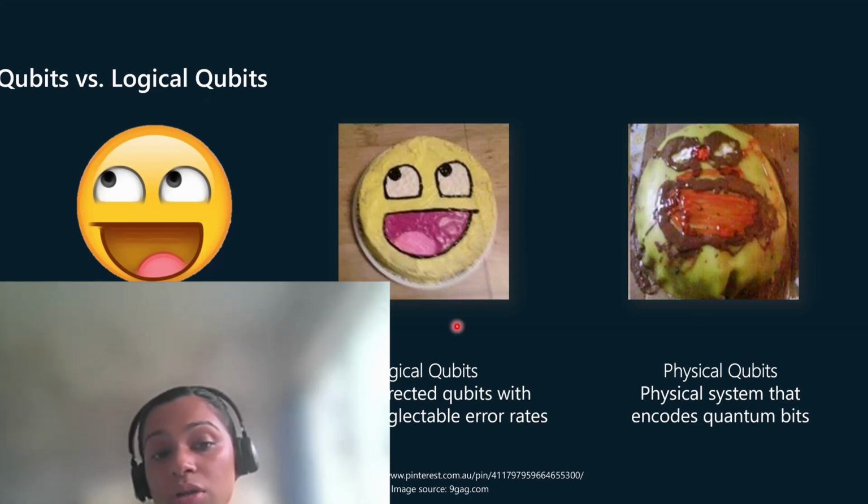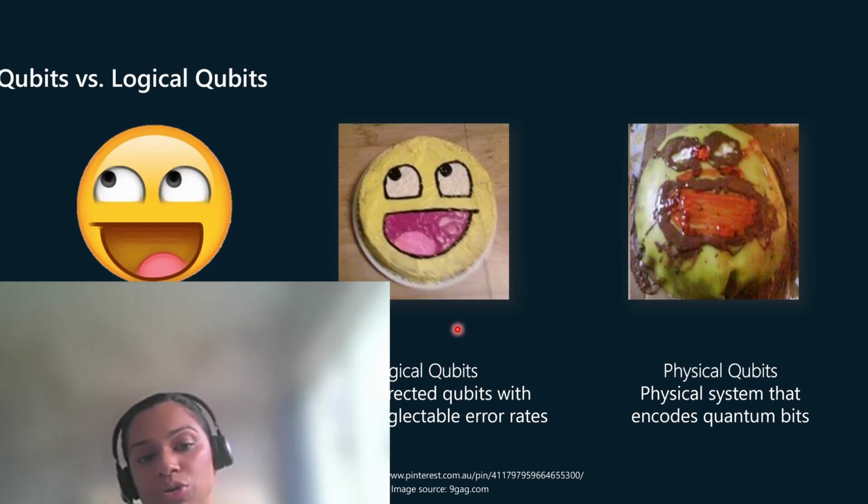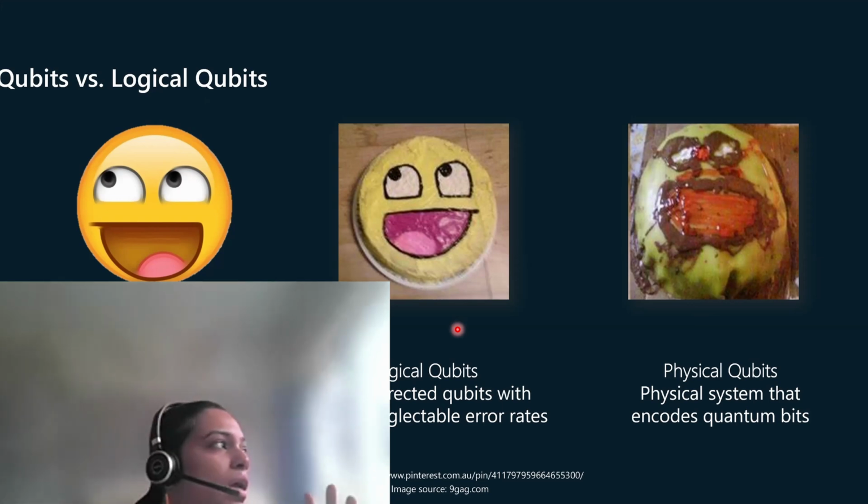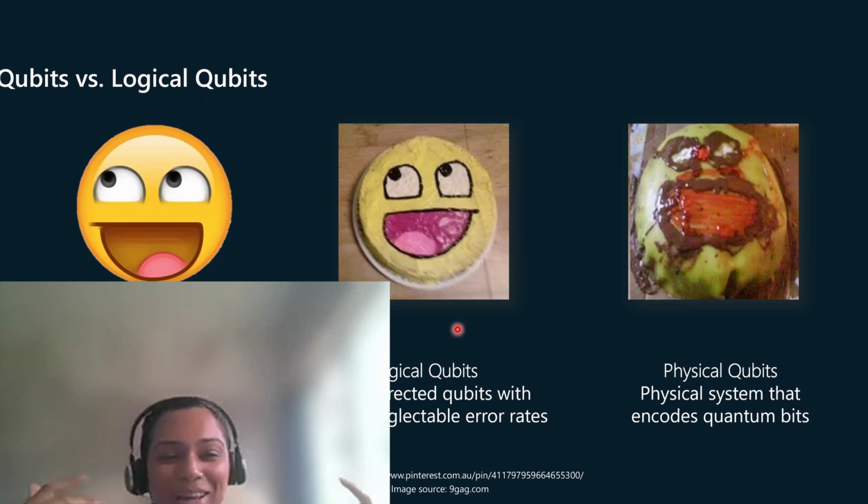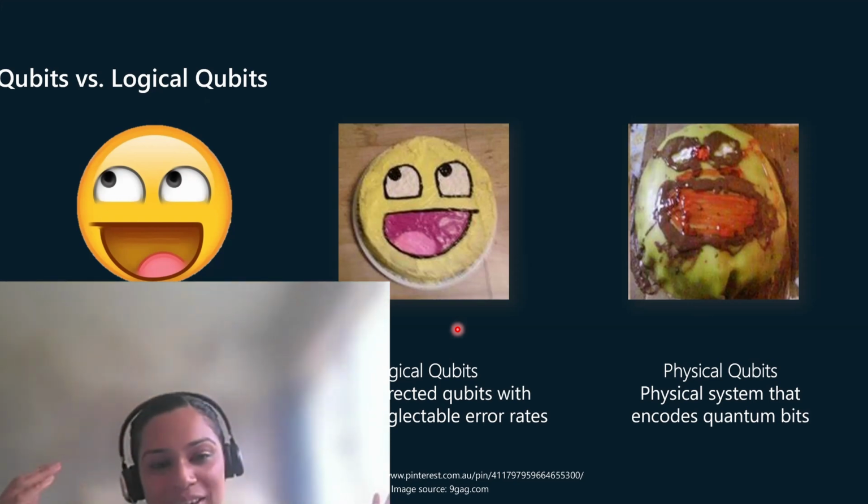That's where logical qubits come into the picture. They're error-corrected qubits with small error rates, not necessarily zero error rates, but negligible error rates, rates that we can control. It is very similar to what we do in the classical world. We don't actually think about it now, but back then, when we were looking at semiconductors and building processes, error was there.